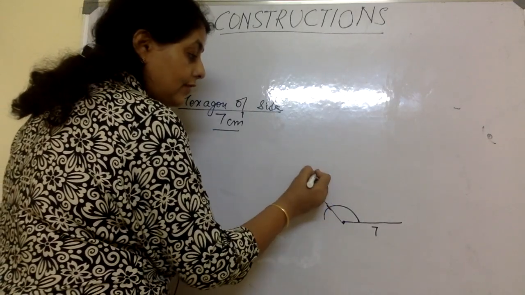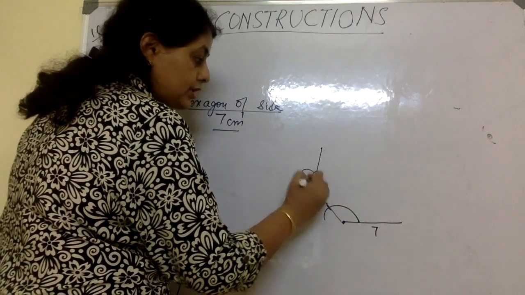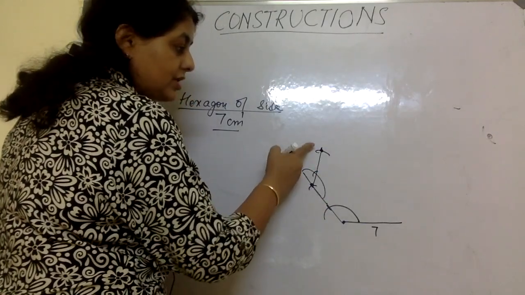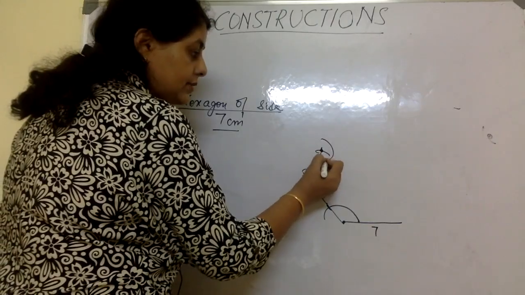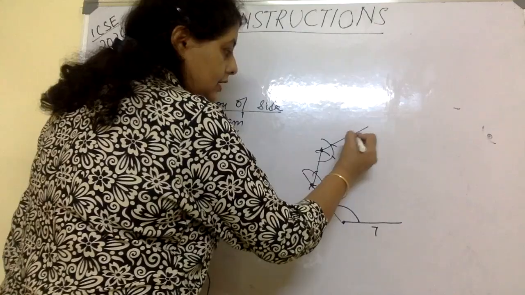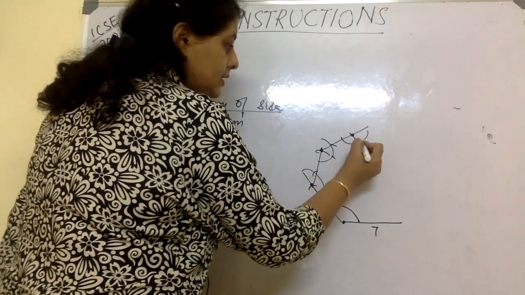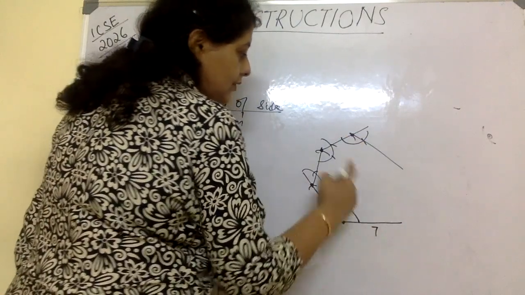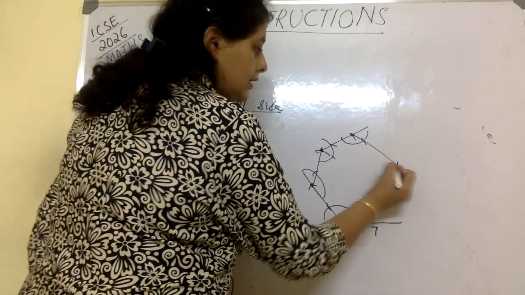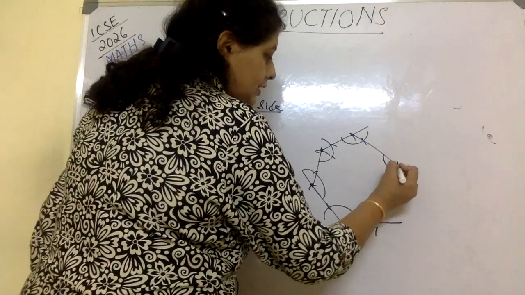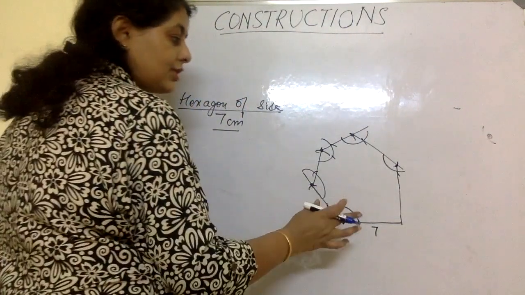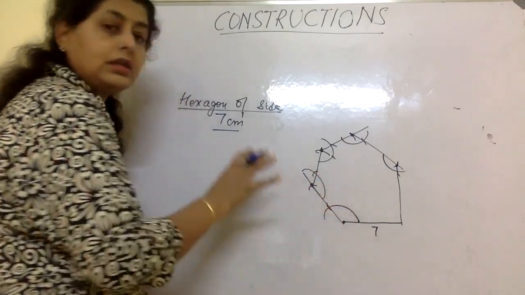Here again 120 degree. Here goes your new line. Measure 7. From here measure 7, cut an arc, make a semicircle and 120 degree, measure 7, cut an arc, make a semicircle 120 degrees. See, 1 2 3 4 5 is already done. Cut an arc here 120 degree and here it comes. So this is actually your regular hexagon.